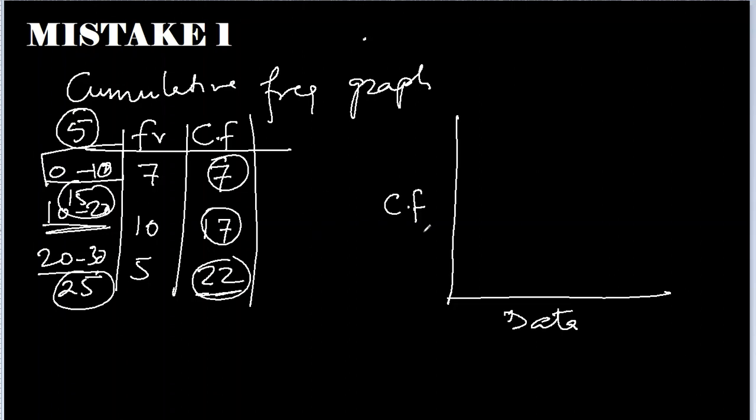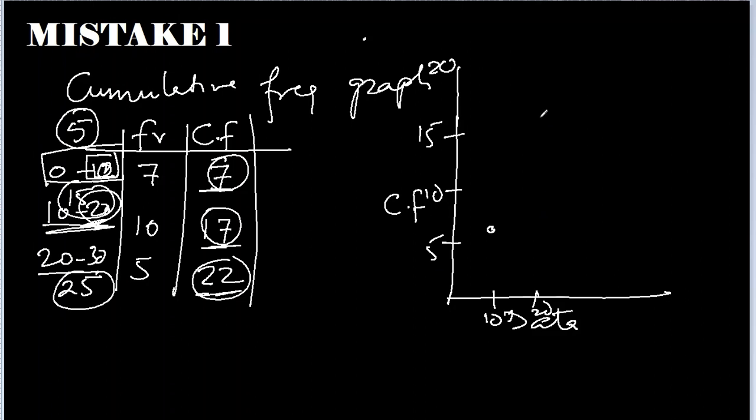in Cambridge exams, we plot against the upper interval boundary, which is 10 and 7. So the first one will be 10 and 7, not 5 and 7: the upper limit of the interval and the cumulative frequency. The second one will be 20. The upper limit is 20 here, and 17.